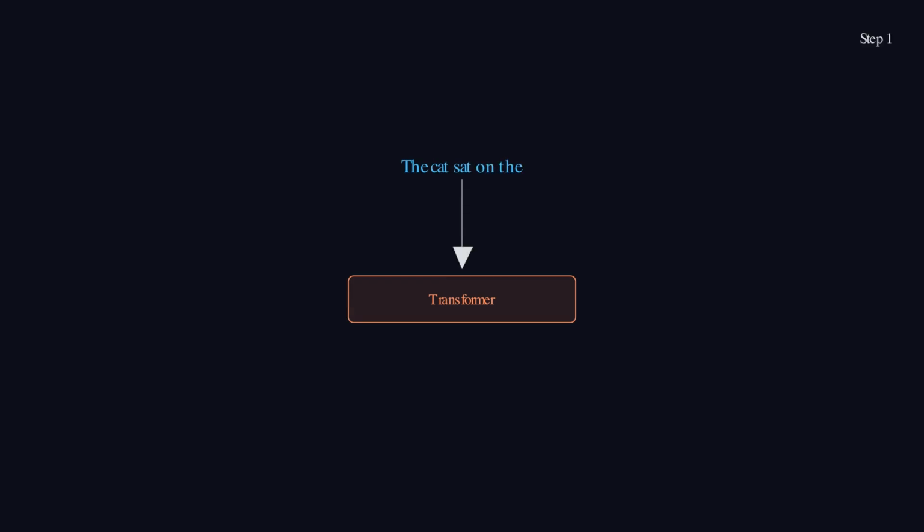Now we generate a full response. The model predicts 1 token, appends it to the input, and runs the whole thing again. The cat sat on the mat. Now the input is, the cat sat on the mat. Run again. Period. The cat sat on the mat. Period. Run again. Next sentence starts.